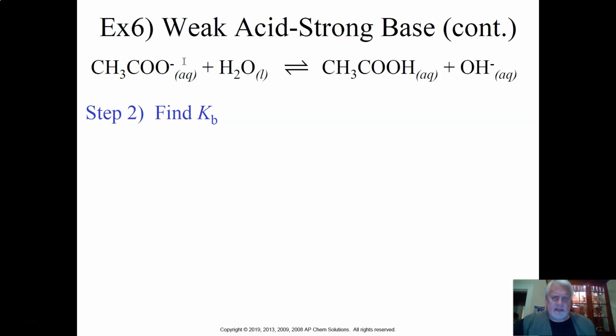Just to be safe here, I'm going to stop, because if I go 2 seconds over, I have to redo the whole video. So we'll stop right here, knowing that we need to find Kb of this reaction. So we'll be right back on video number 4.